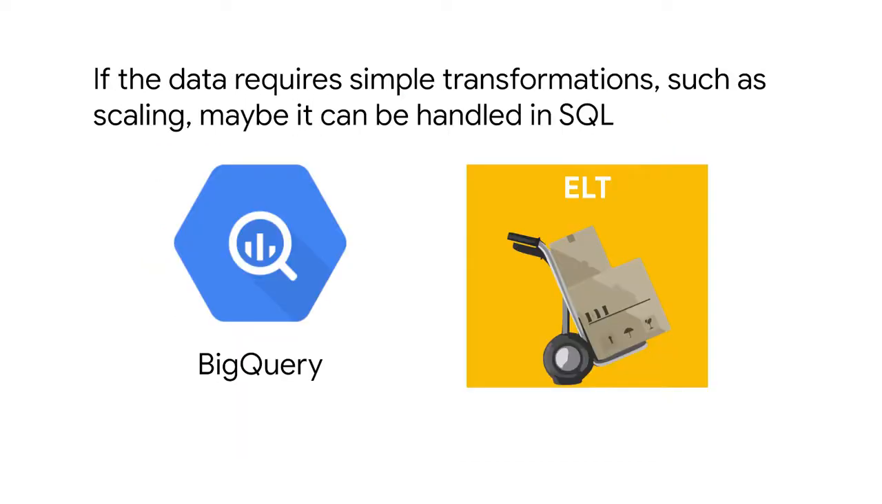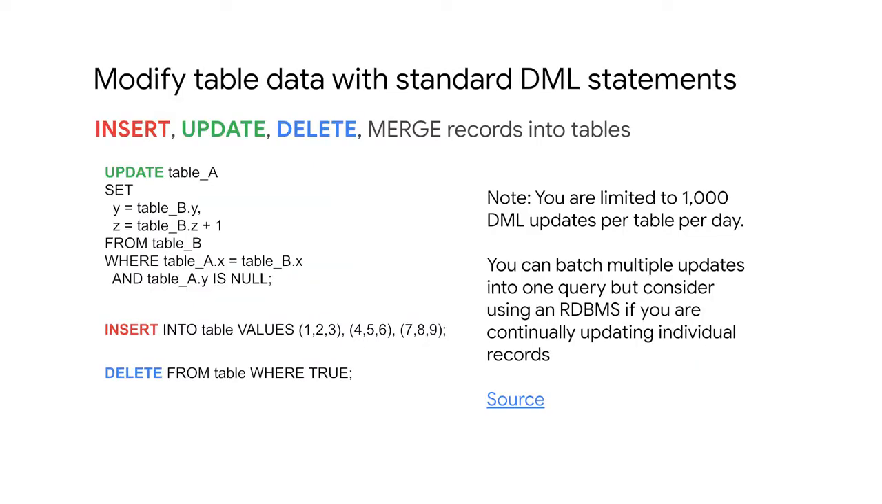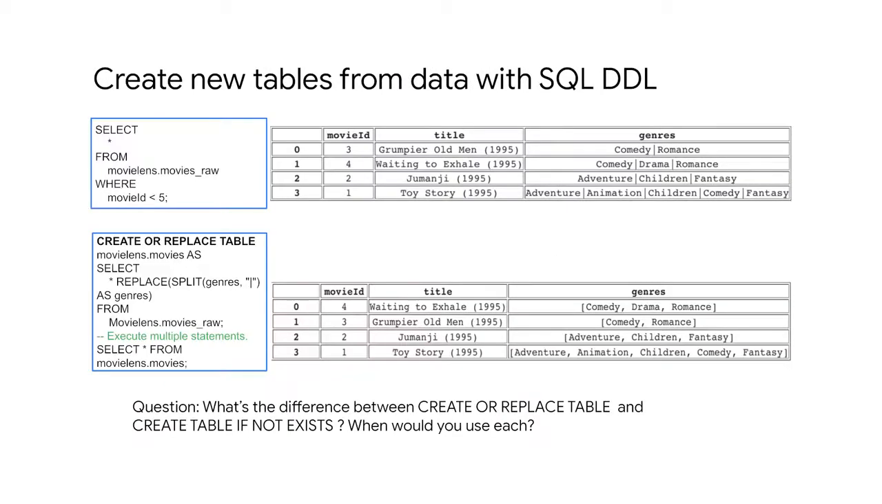Keep in mind, if your data transformations are simple enough, you may be able to do them with just SQL. BigQuery supports standard DML statements such as insert, update, delete, and merge. But you should not treat it as an OLTP system. Avoid individual updates and inserts as there are strict limits to the number of update statements every day. BigQuery also supports DDL statements like create or replace table. In the example on this slide, the replace statement is used to transform a string of genres into an array. We'll cover arrays in greater detail soon.